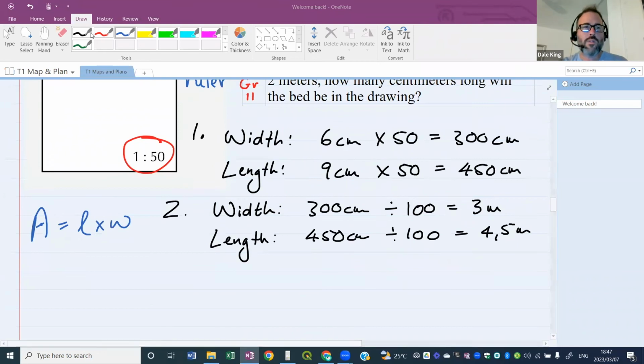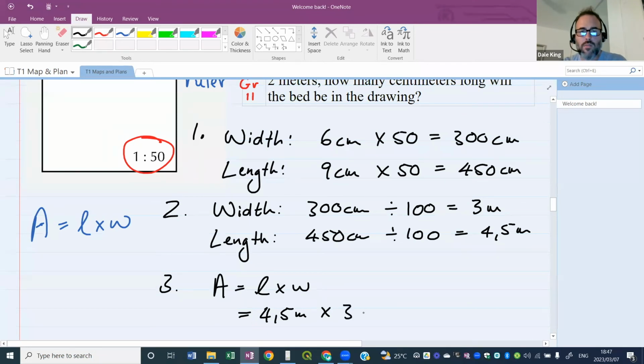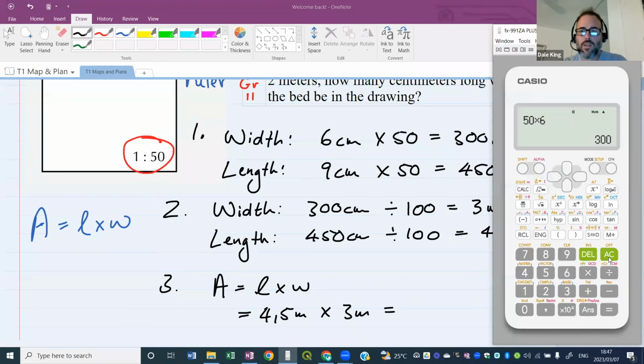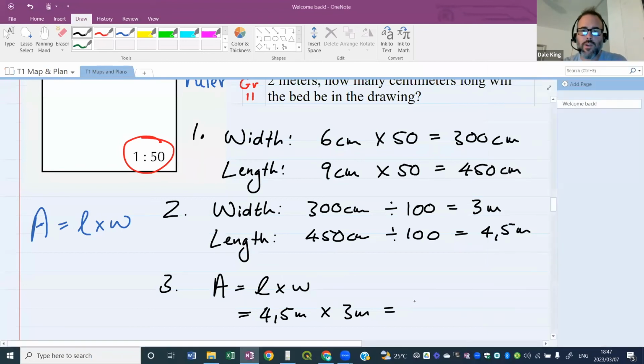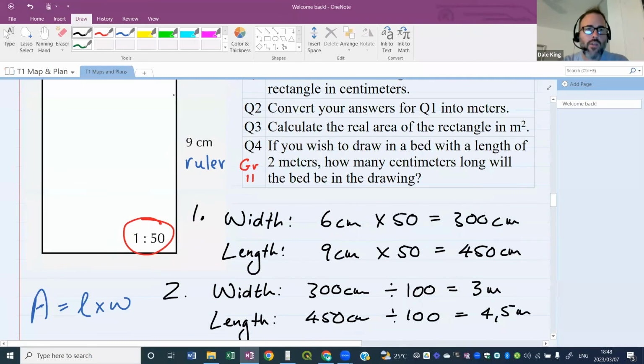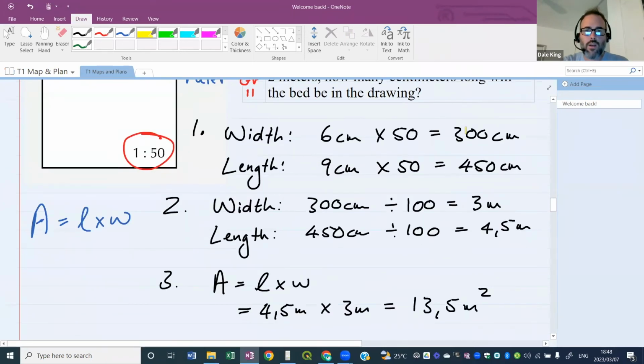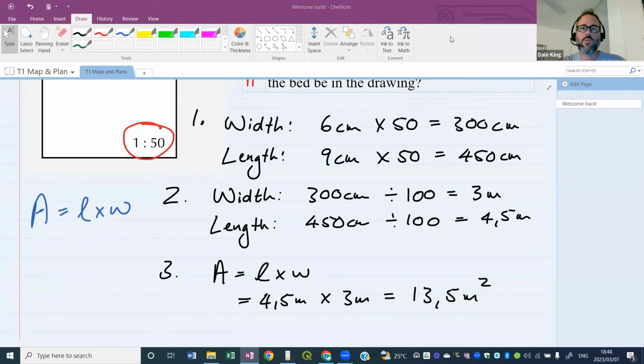Okay, so let's see. We're going to take these measurements now for question 3. So area equals length times width. I'm going to substitute my values in here now. The length is 4,5 meters, and my width is 3 meters. And this will give me, let the calculator do the work, 4.5 times 3, 13,5 meters squared. Square meters, that's what the question wanted. Let's check. They want the area of the rectangle in meters squared. Yes. So we've given them the area of the rectangle in meters squared.